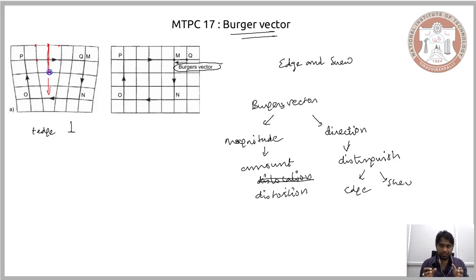So, when the dislocation line and the Burgers vector are perpendicular to each other, then you can say that this dislocation is an edge dislocation. If they are parallel to one another, then we can classify that as a screw dislocation. Now, there might be possibilities that the Burgers vector is oriented in such a way that it is neither parallel nor perpendicular.